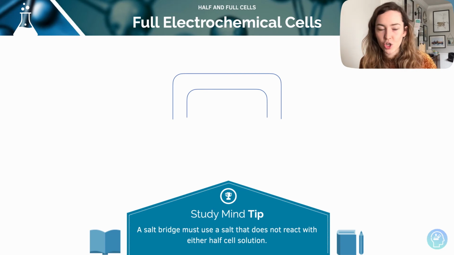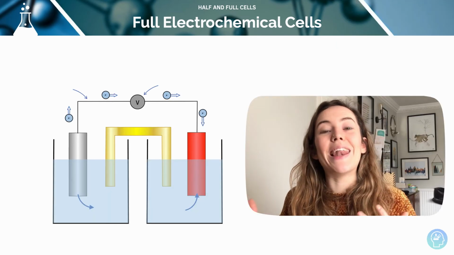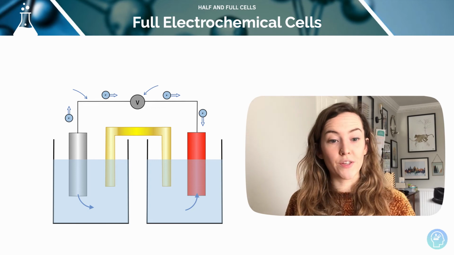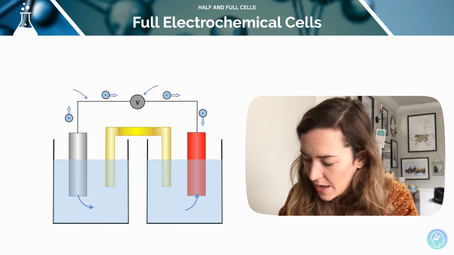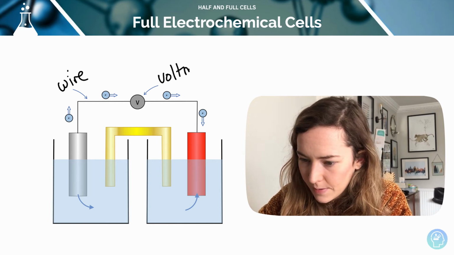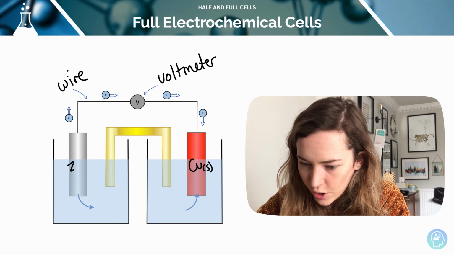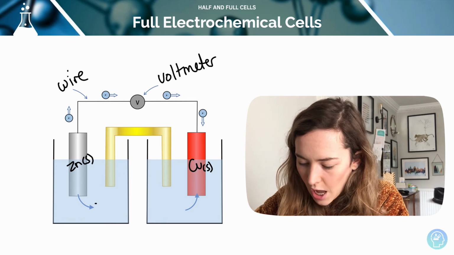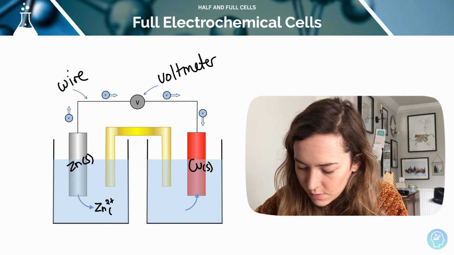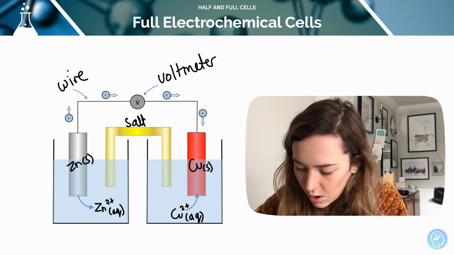So we use a salt bridge instead, and it uses a salt that's not going to react, and it's not involved in the equilibrium. Here we've got an example of an electrochemical cell with two half cells joined. We've got the zinc half cell and the copper. And I'm going to label our parts. So of course we've got our wire here and we've got our voltmeter. This is going to be our copper solid electrode, and we've got our zinc solid electrode, and we're going to have a solution of zinc ions. They're going to be aqueous, of course, and then we've got our copper 2+ ions. And let's not forget our salt bridge.